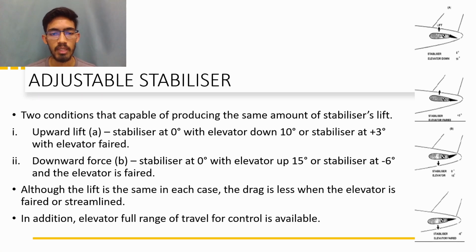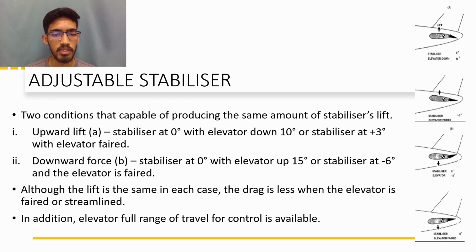There are two conditions that are capable of producing the same amount of stabilizer lift. As you can see, the first one is upward lift, figure A on the right hand side. Stabilizer at 0 degrees with elevator down 10 degrees, or just below that, stabilizer at only 3 degrees while the elevator is faired. They produce the same amount of lift.